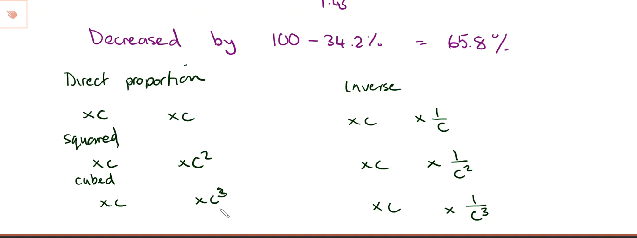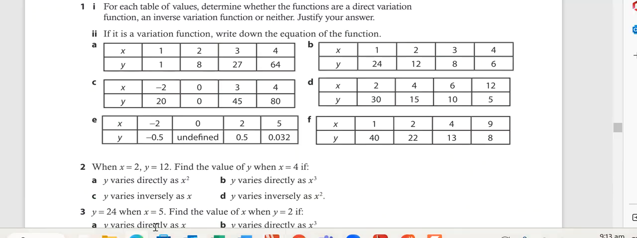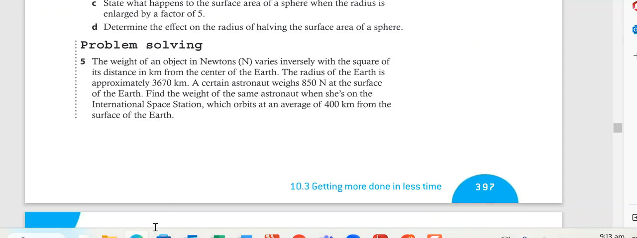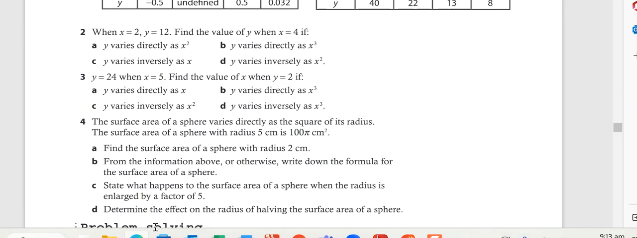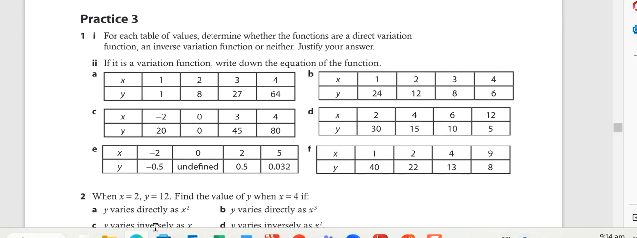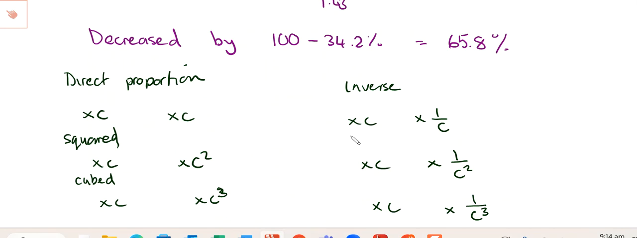Now, just so you are good to go, for next time, your next thing is practice 3, page 397. All right, that can be your work for next lesson. If you feel like you would like to get ahead, you could start.